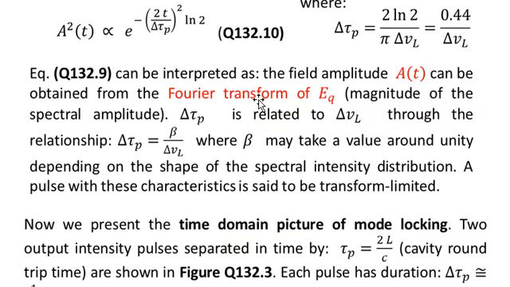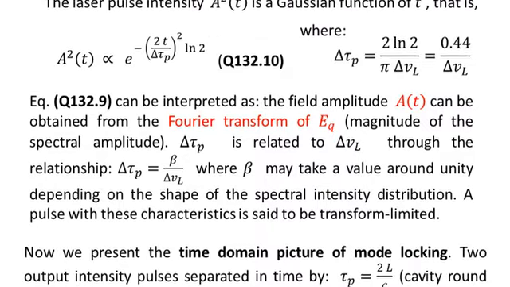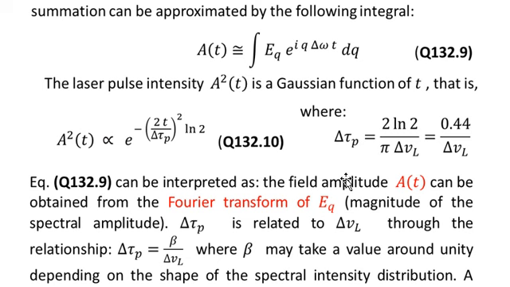Equation number 9 can be interpreted as the field amplitude A of t, that is this field amplitude, can be obtained from the Fourier transform of E_q. This is E_q, and this whole integral is actually the Fourier transform of E_q. So A of t can be obtained from the Fourier transform of E_q. And what is E_q? It is the magnitude of the spectral amplitude, that is the magnitude of each spectral mode, that is each longitudinal mode.